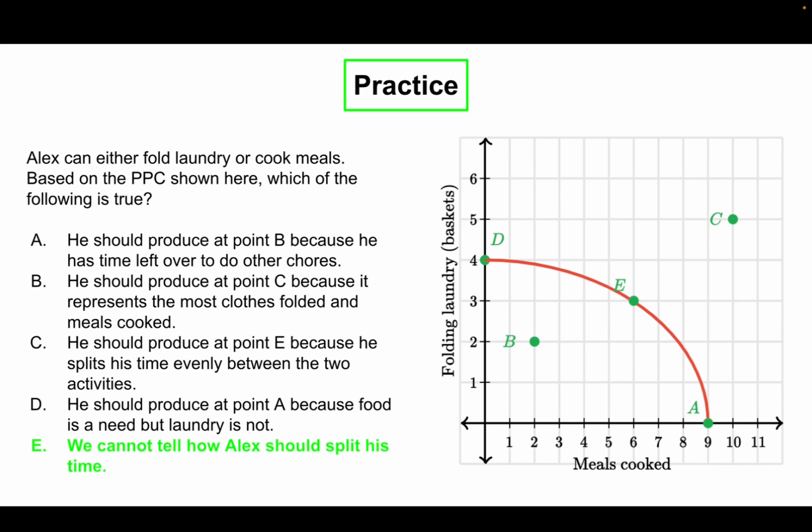And that's why we can't say, for instance, letter D is the correct answer, because we don't know if Alex wants more meals cooked or wants more folding laundry.